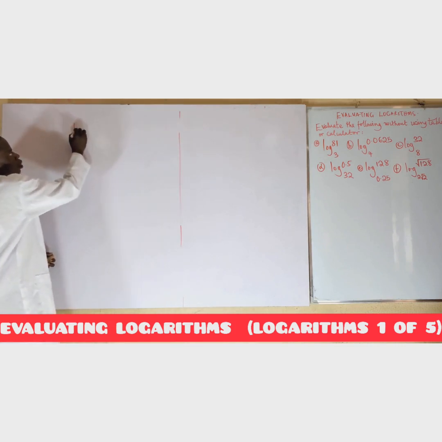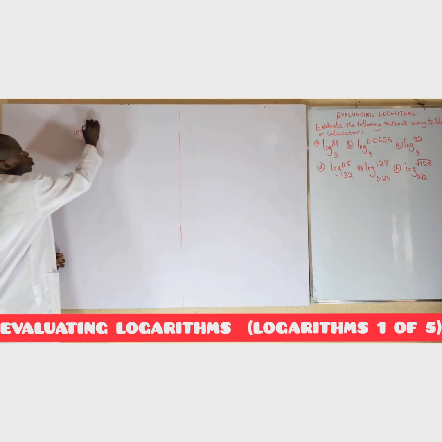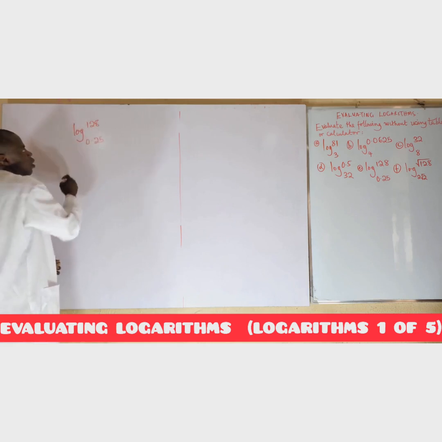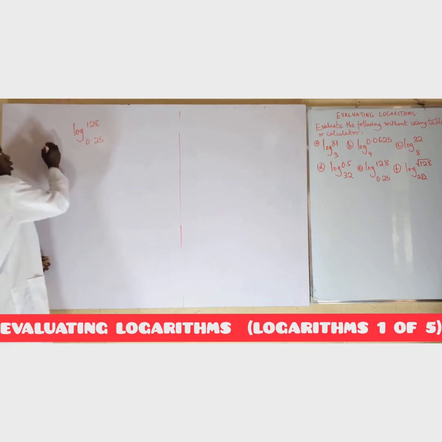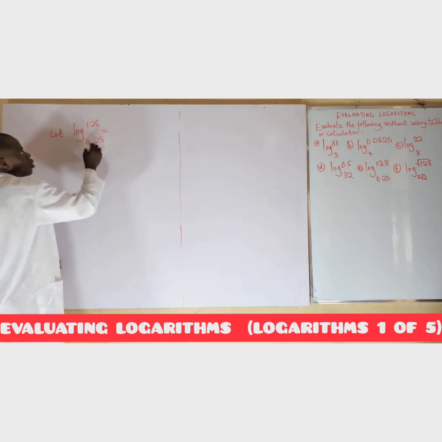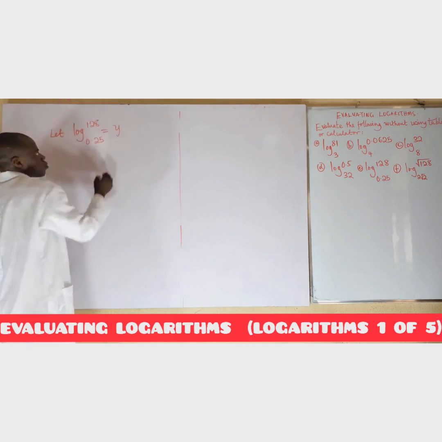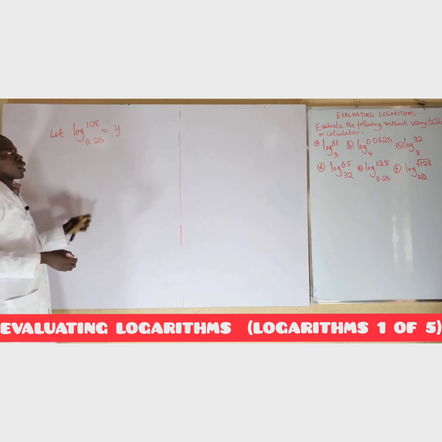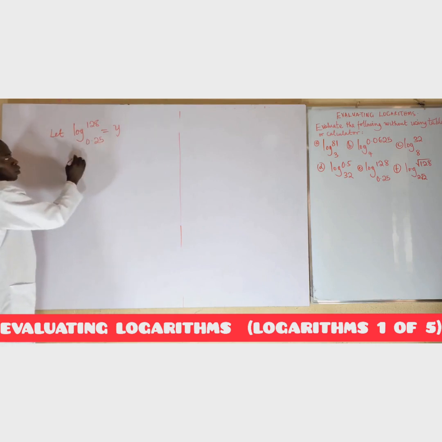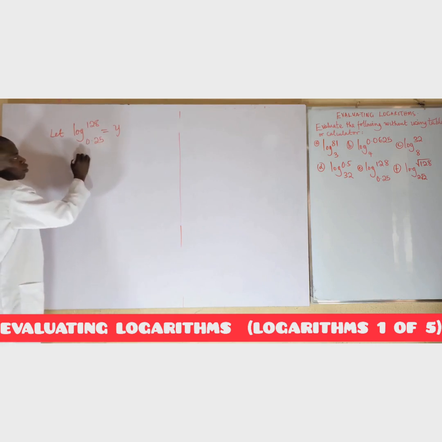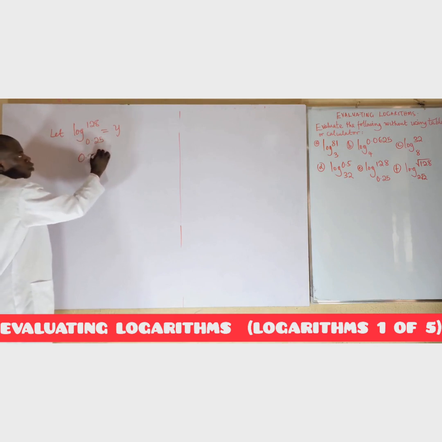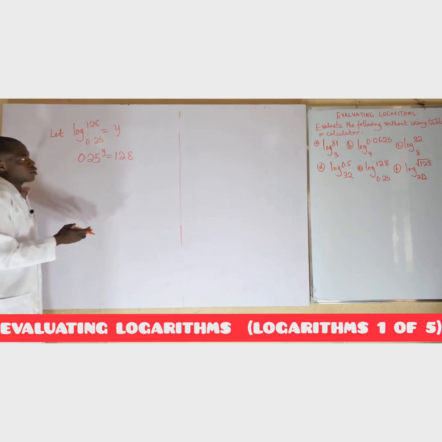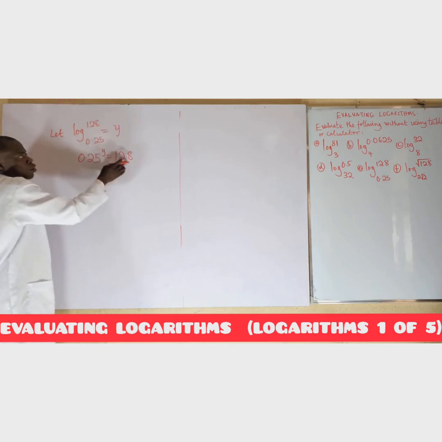That means I'm having log 128 base 0.25. And like I said, you can say let this equal y. Log 128 base 0.25 equals to y. If you want to express it in index form, that means I'm having 0.25 raised to power y equals to 128. Can you see that? 0.25 raised to power y equals to 128.